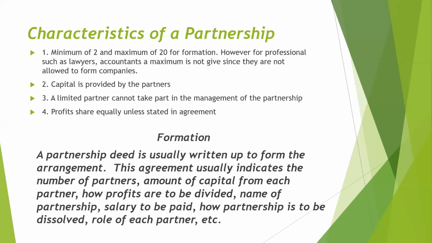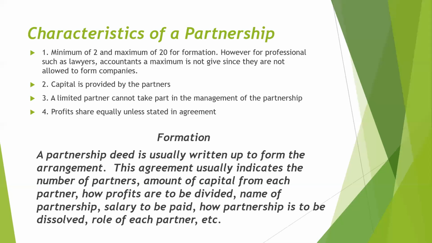We want to look now at the characteristics of a partnership. We see that there's a minimum of 2 persons and a maximum of 20 for formation. However, for professionals such as lawyers and accountants, a minimum is not given since they are not allowed to form companies. So the first point is simply minimum of 2, maximum of 20. Minimum of 2 is because if it's just one person, it cannot be a partnership but a sole trader. Maximum of 20, because it cannot go beyond, as it can form a company. So it must be 2 to 20 persons.